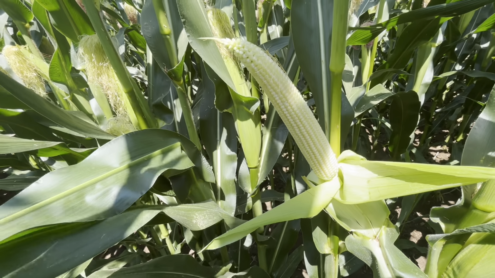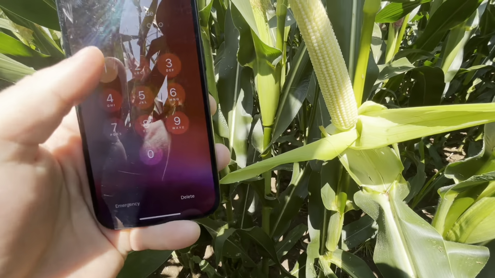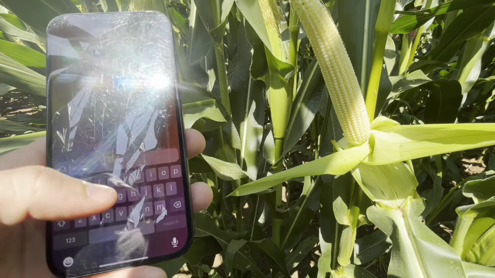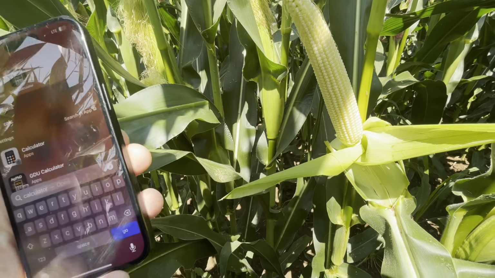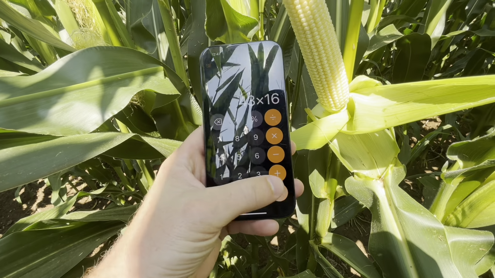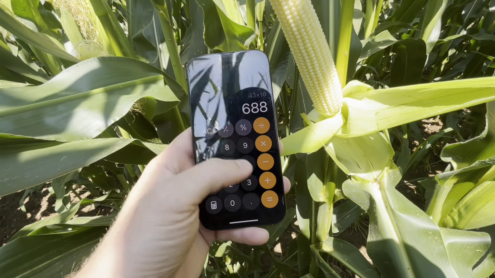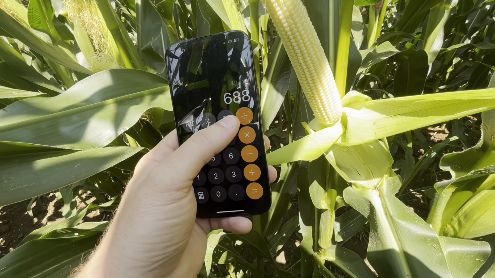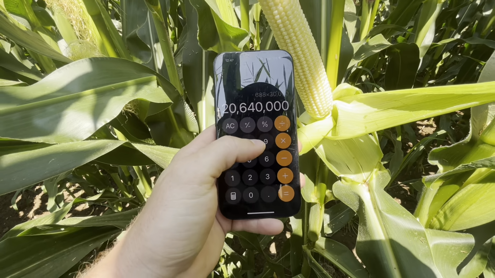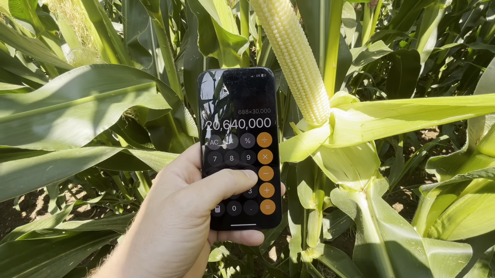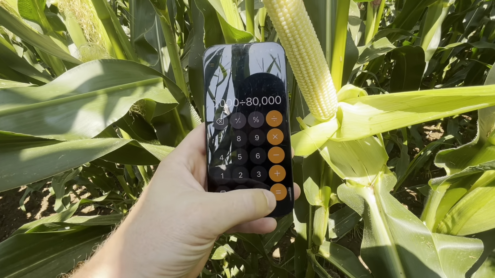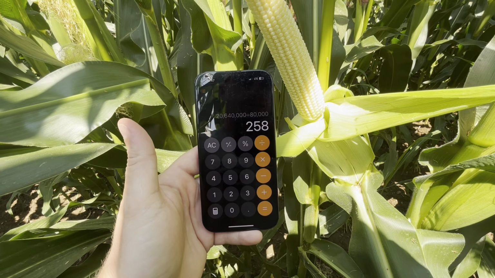So if we do just a little bit of basic math, this is great TV here, folks, isn't it? Okay. If we do some basic math, we're 43 long times 16 around, gives us 688 kernels. Let's say this was planted like 32, 34. We'll be conservative and say that there's 30,000 ears out here per acre. That gives us about 20 million kernels per acre. And we're going to say that it's an 80,000 kernel per bushel. We're looking at 258 bushel corn.